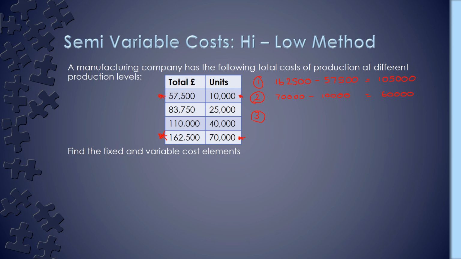Then step 3, we're going to use the figures that we've just created in our first and second step to find our variable cost per unit. So we're going to do 105, which is the bit that we worked out in part 1, which is our highest cost minus our lowest cost. We're going to divide that by the highest output minus the lowest output. So we're going to divide that by 60,000, which gives us a variable unit cost of £1.75 per unit. Now we've got that, we can move on to step 4.